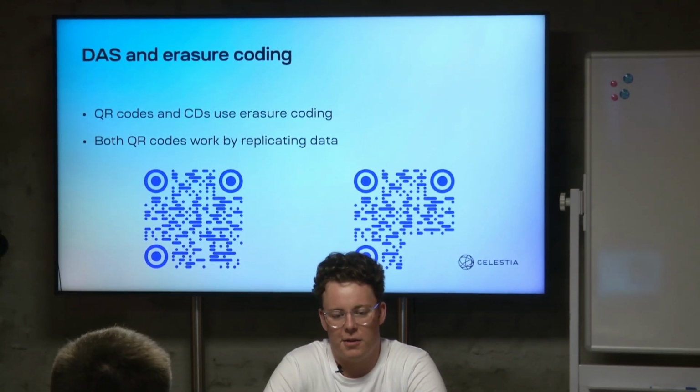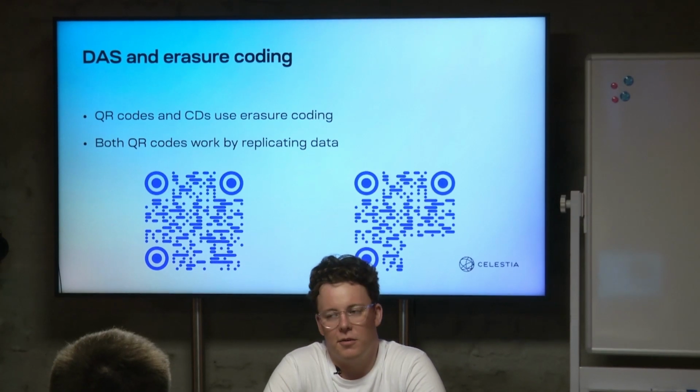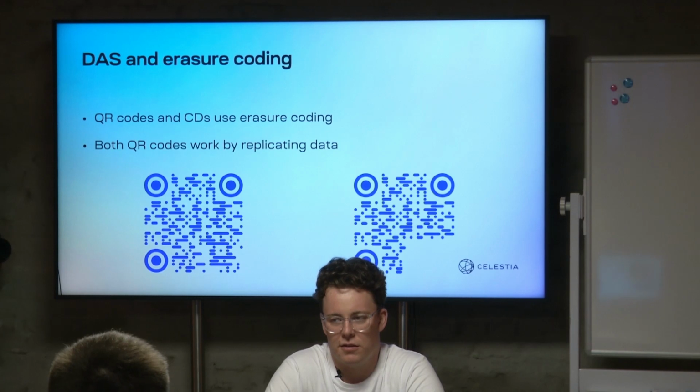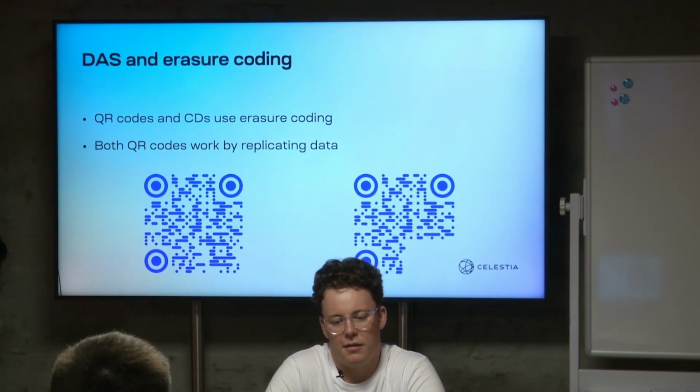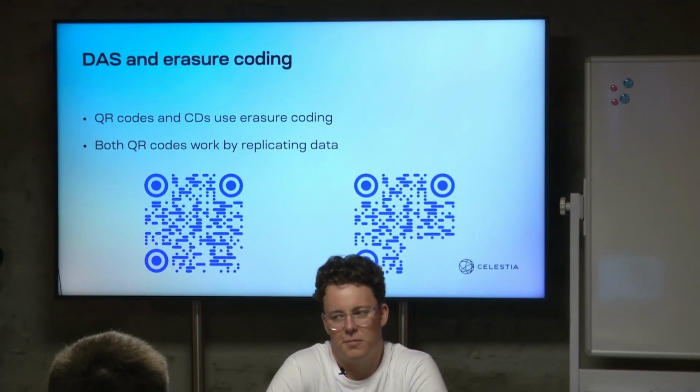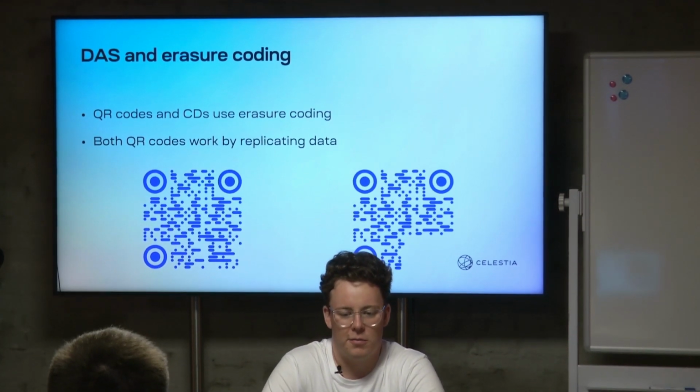So a good way to think about that, basically when a block is made on Celestia, the data is replicated so that it's easier to recover. And the way that this happens is with something called erasure coding. It's basically some really fancy polynomial math.